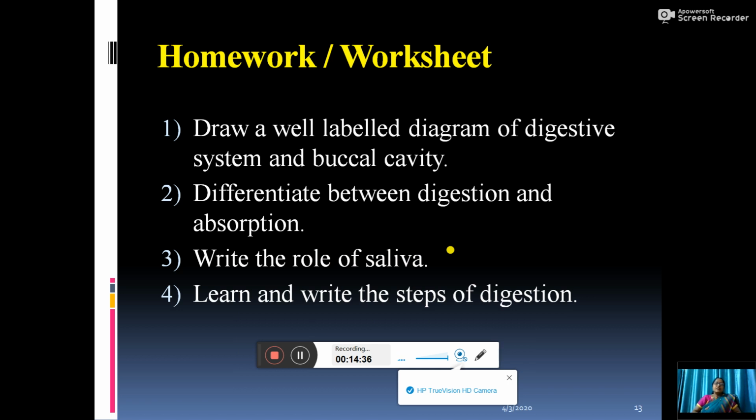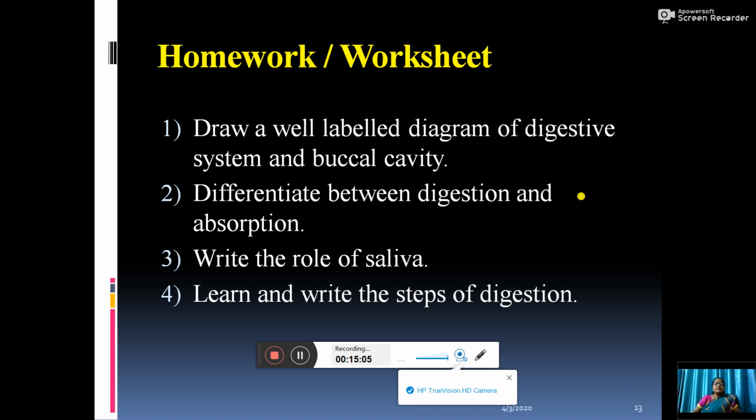So this is your knowledge of the alimentary canal and buccal cavity, which is not completed today. Tomorrow again we will discuss types of teeth and structure of the tongue.